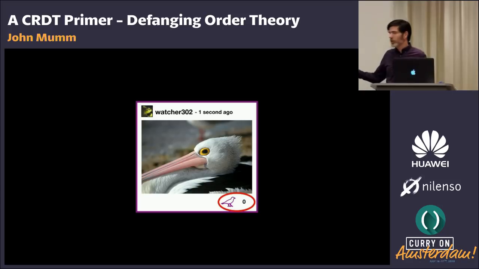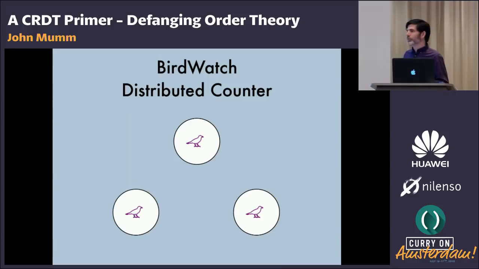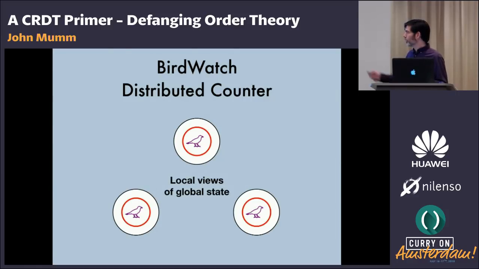Now what we want to do is implement our counter in such a way that as Watcher302 carefully refreshes his post over and over again to see how many engagements there have been, there's at least some feedback, right? That there's some sense that people care. So what we're going to do is implement our system by putting one of these CRDTs on each of our nodes. And the CRDT is going to represent that node's local view, its belief about the global value of our counter. Right? So these are local views of global state.